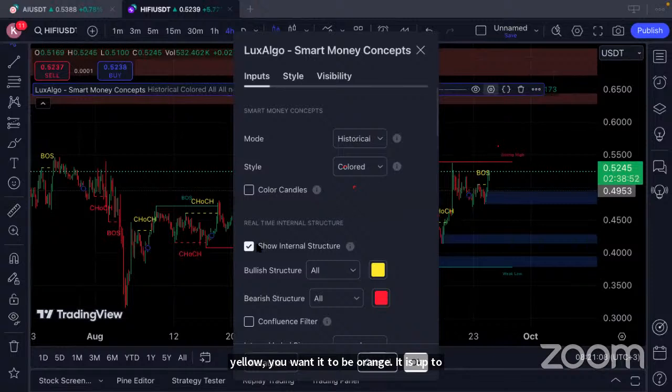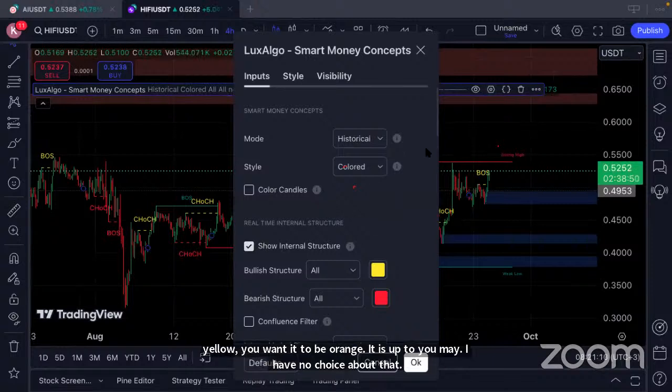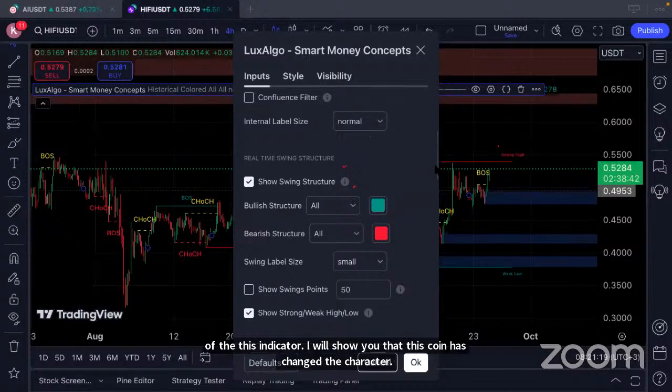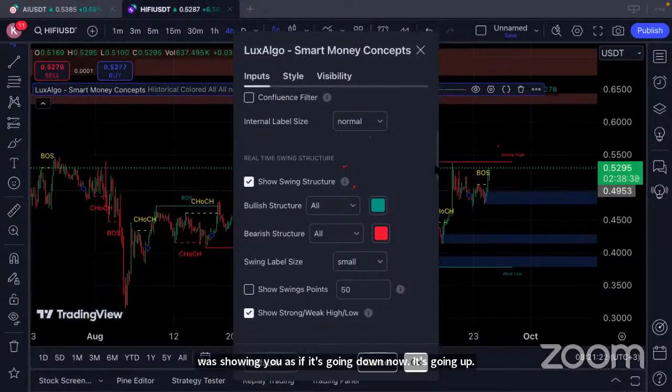So these are internal movements of the coin that this indicator will show you, that this coin has changed character. It was showing you as if it's going down, now it's going up. There is break of structure. This coin was forming maybe continuous lower lows and lower highs. Now it is changing. As simple as that.